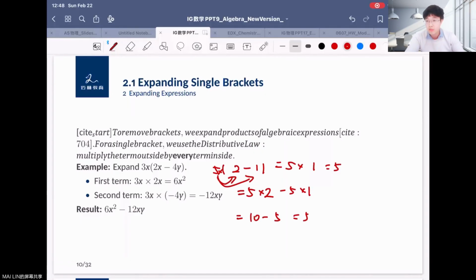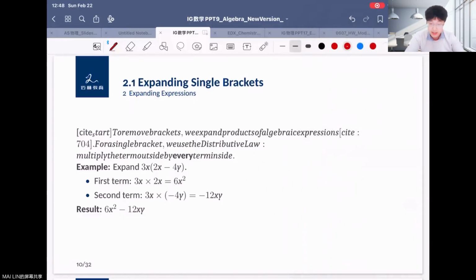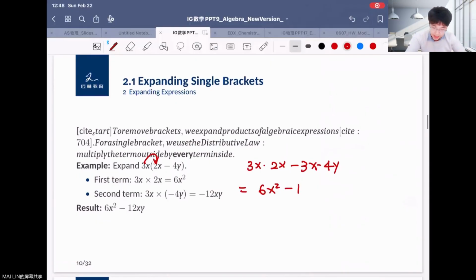In algebra, you can use this method too, like 3x times 2x minus 4y. First, multiply 3x and 2x, and then minus 3x times 4y. 3 times 2 equals 6, and x times x is x squared. Then minus 3x times 4y: 3 times 4 is 12, and x times y is xy, so minus 12xy. So the expansion is 6x squared minus 12xy.